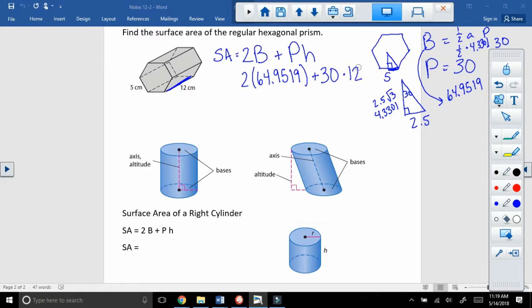So I'm going to multiply that 64 number by 2 and add on 30 times 12. And that's going to be about 489.9 centimeters squared. So any questions on that one? Type that into your calculator quick. Make sure that you're getting that.